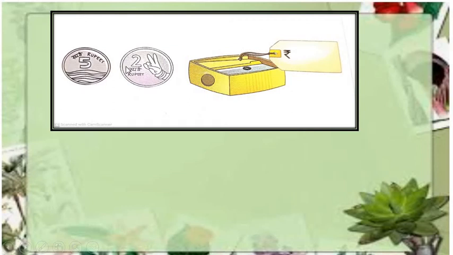We have 5 rupees coin and 2 rupees coin. So 5 plus 2. Total we have 7. This is the price tag where we write the price of this sharpener. We can say that the total price or amount of this sharpener is 7 rupees.